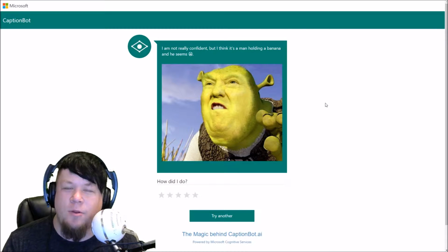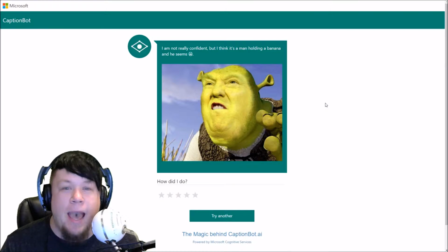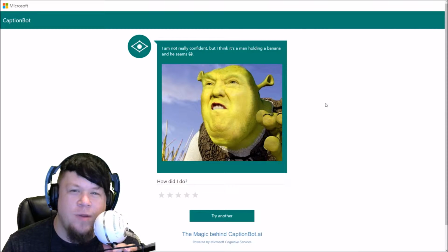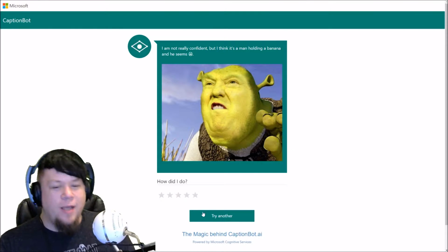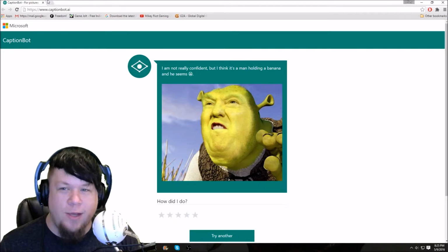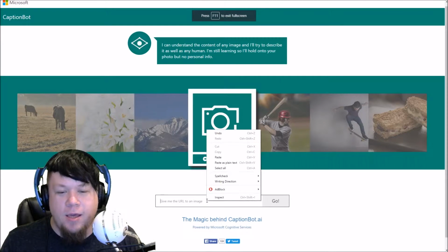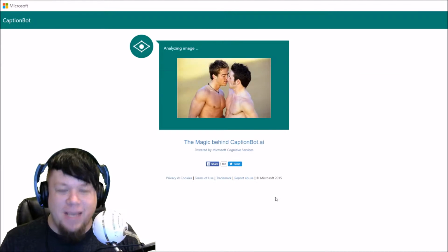Maybe this CaptionBot has figured out something we haven't figured out. What is Donald Trump? What is Shrek? What if they're really a banana? There's a lot of questions going on here. A lot of questions and not enough answers. All right, CaptionBot, let's see what you think about this one.